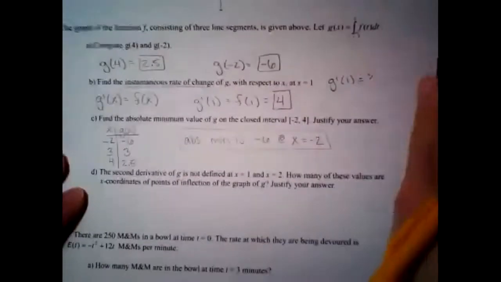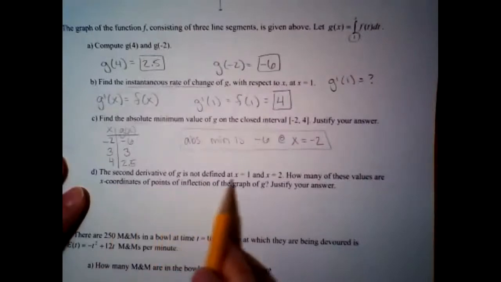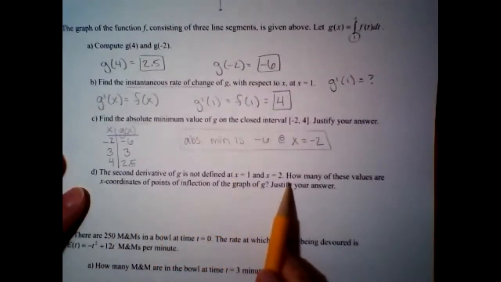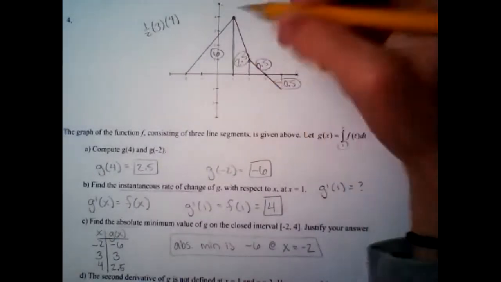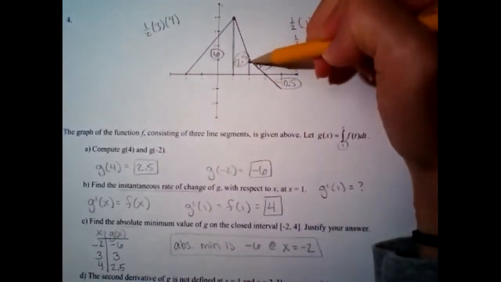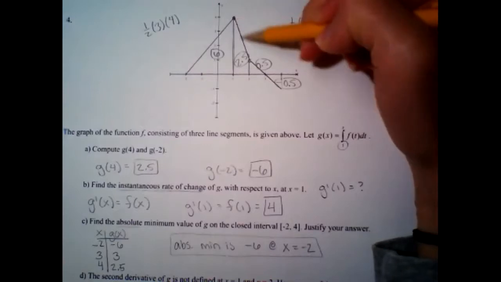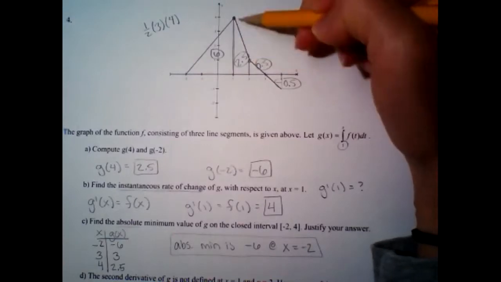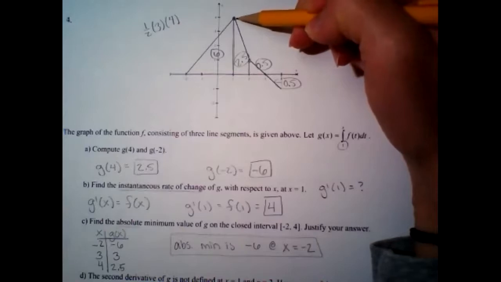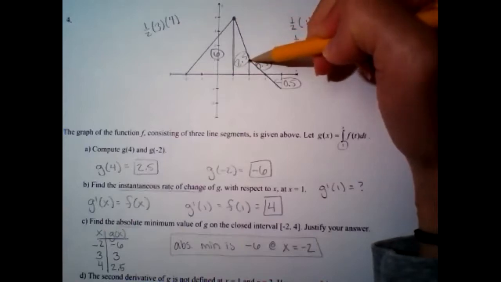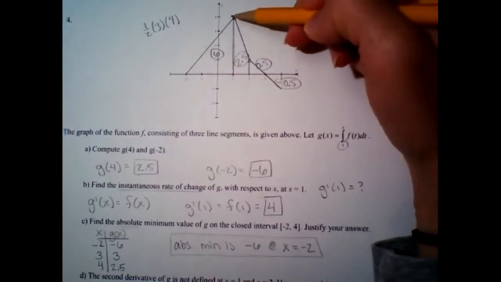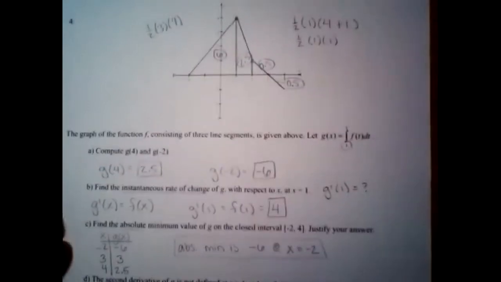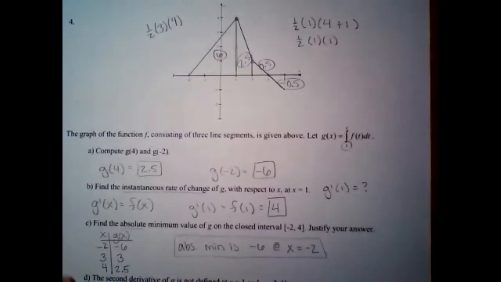All right, letter D. The second derivative of g is not defined at 1 and 2. Well, let's look. Here's 1 and here's 2. Why would we not be able to get a derivative at those points? Like, they're telling us we can't, but we should have known that anyway. How come? Like, why can't you get a derivative at 1 or 2? And yeah, good, perfect, sharp edge, not differentiable due to sharp edge, all right? How many of these values are x coordinates of points of inflection?